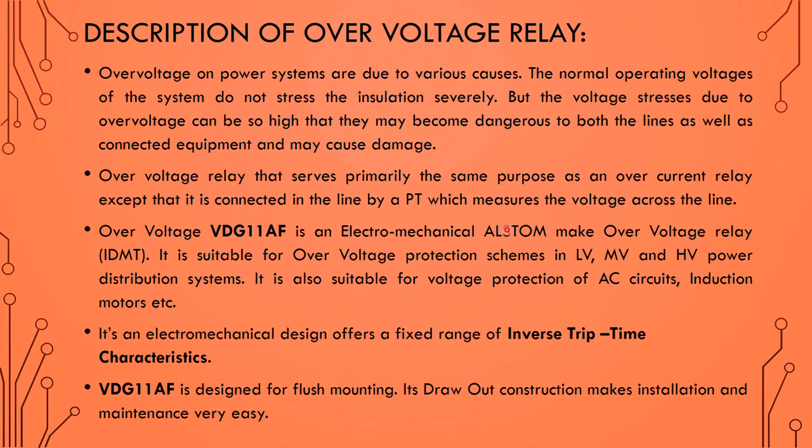So the overvoltages on power systems are due to various causes. The normal operating voltage of the system does not stress the insulation severely, but the voltage stress due to overvoltage can be so high that it may become dangerous to both the lines as well as the connected equipment and may cause damage. So if there is overvoltage, it affects the insulation of any electrical device.